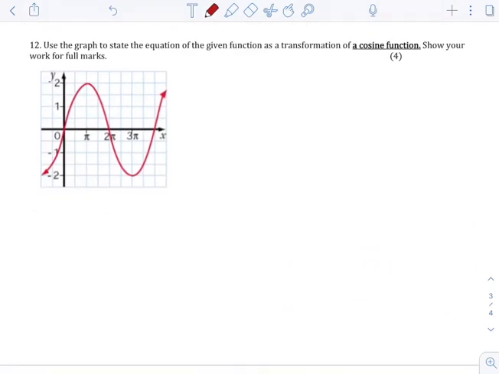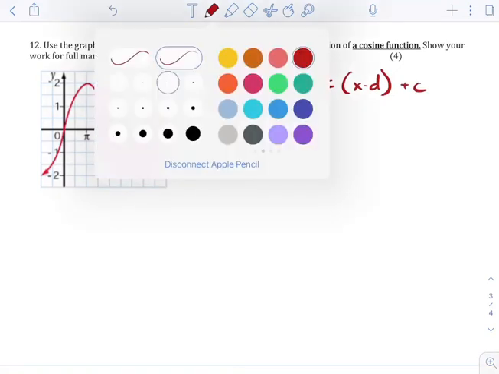All right, number 12 says, use the graph to state the equation of the given function as a transformation of a cosine function. So cosine is important, right? I know that I'm either going to have it start at the maximum or minimum. So the equation is y is equal to a cosine k x minus d plus c. So I need to find all these characteristics.